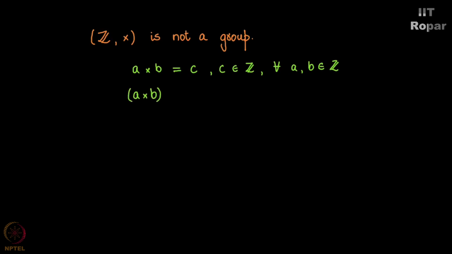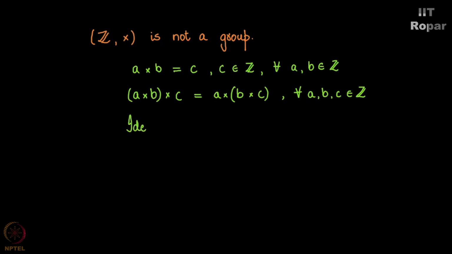You multiply a and b and multiply c to it. It is same as multiplying b and c and then multiplying a. And this is true for all a, b, c belonging to Z. So, associativity is satisfied. Closure is satisfied. Associativity is satisfied.